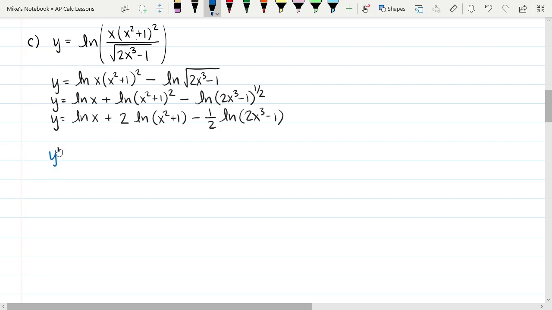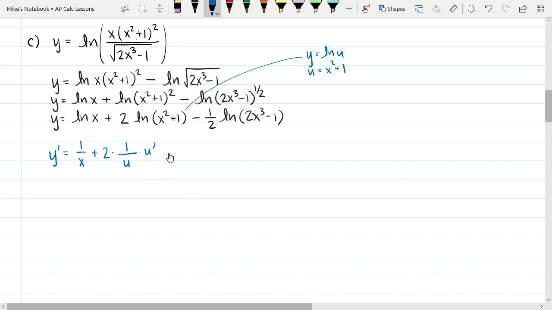So we get y prime equals, so the derivative of natural log of x, that is literally as easy as it could ever get. That's just going to be 1 over x plus. So now I have 2 times the natural log of (x squared plus 1). That's going to be another little chain rule here, isn't it? So this is just going to be 2 times the derivative of natural log of u, which is going to be 1 over u. Sorry, let me mention here that y equals the natural log of u, and u equals x squared plus 1. So this is going to be 1 over u times the derivative of u.